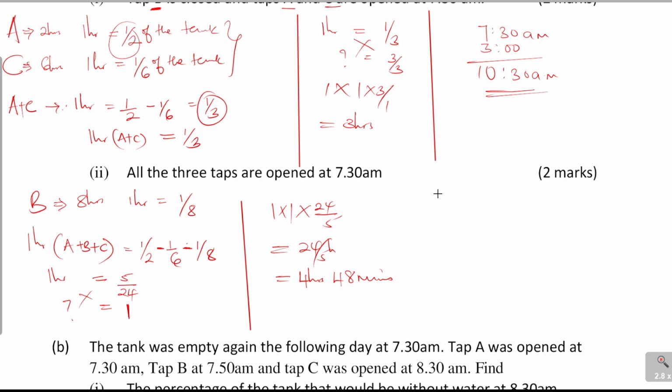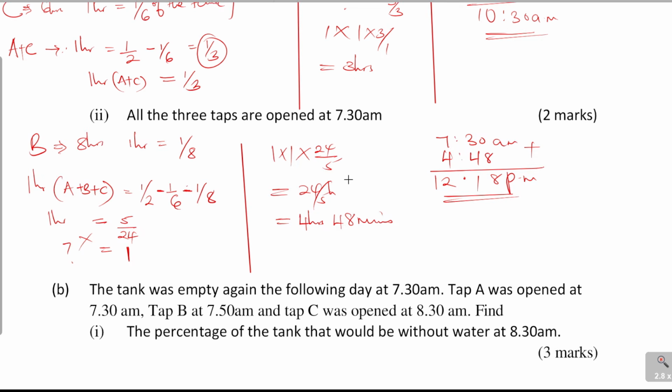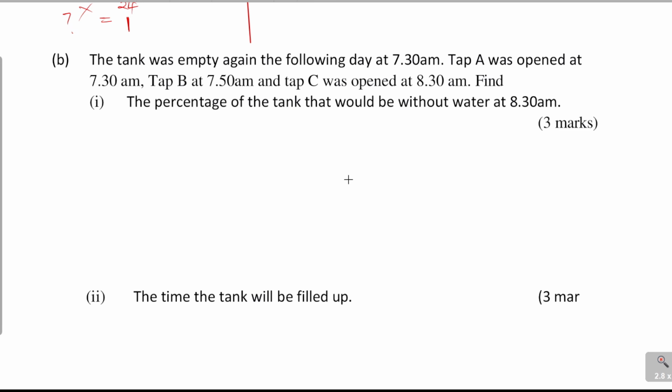So if the taps were opened at 7:30 a.m. and it takes 4 hours and 48 minutes to fill the tank, then it means that the tank will be full at 12:18 p.m. So that is how you're supposed to solve that part. We go to part B of the question.